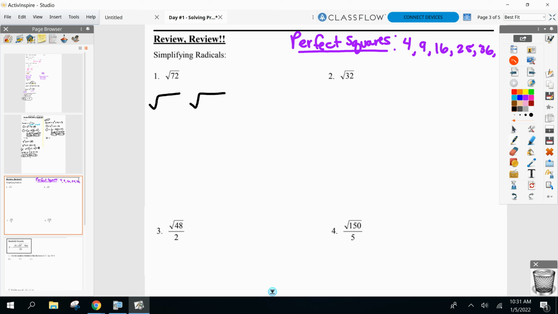Don't just settle on the first one you find, because 9 is not the biggest one, is it? Keep going. What else goes into it? 36. Yeah, 36 times 2. So that's what I put in the radicals, 36 and 2. Biggest one first. All right, let's finish it up now. Square root of 36 is just 6. Don't put a radical. It's done. And then I bring the radical 2 along for the ride. 6 radical 2, simplified.